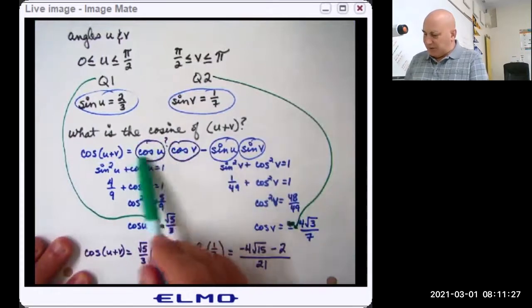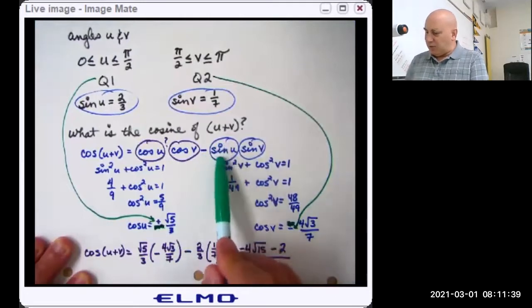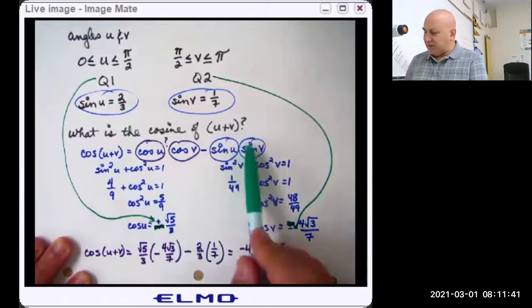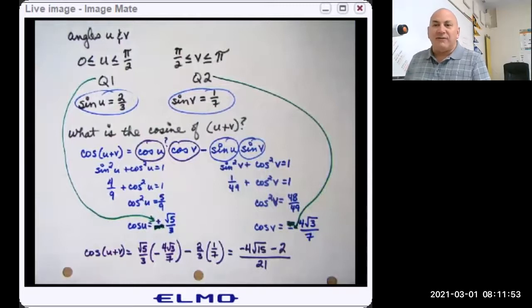So cosine of u is √5/3. Cosine of v is negative 4√3/7 minus sine of u is 2/3. Sine of v is 1/7. And we end up with this expression. Notice that I never did find out what angle u and angle v are. Didn't care. What I cared about was what was the cosine of their sum.